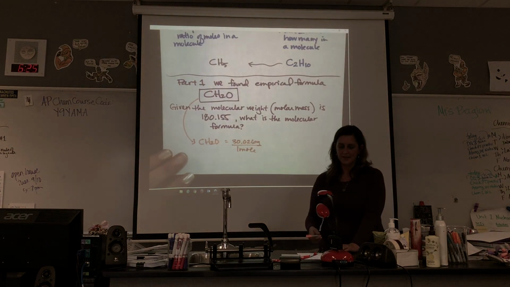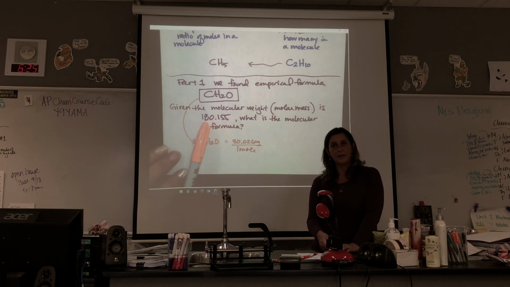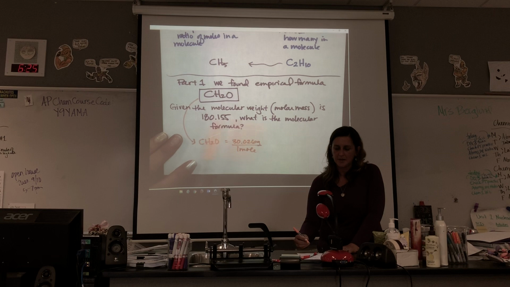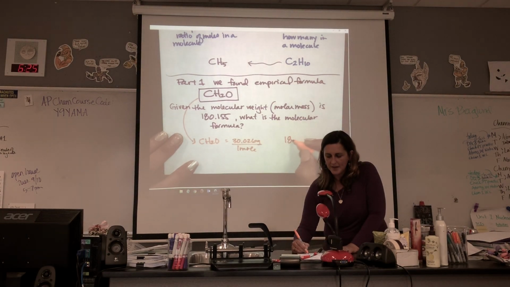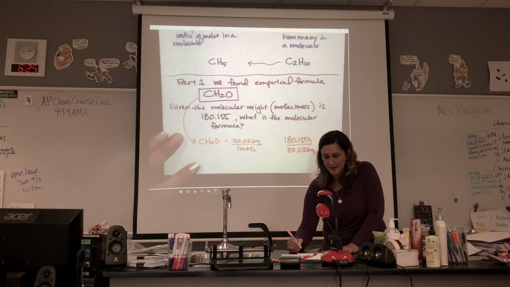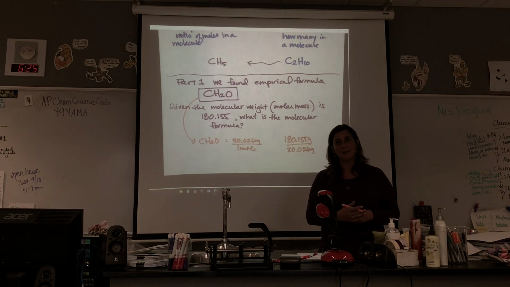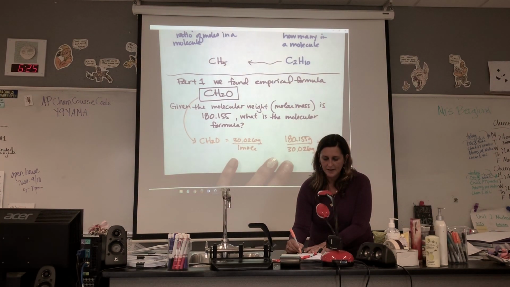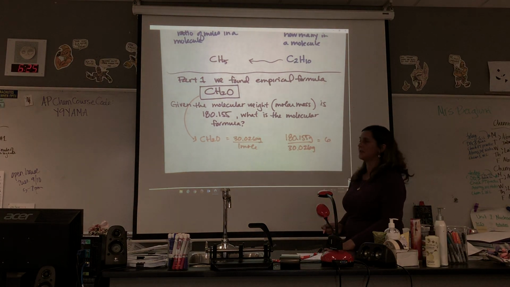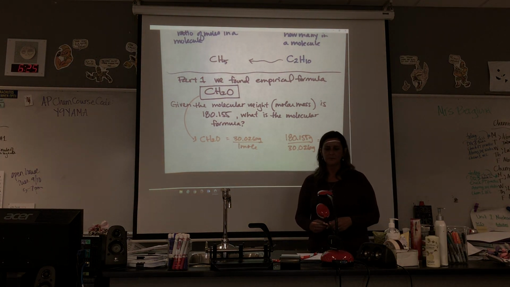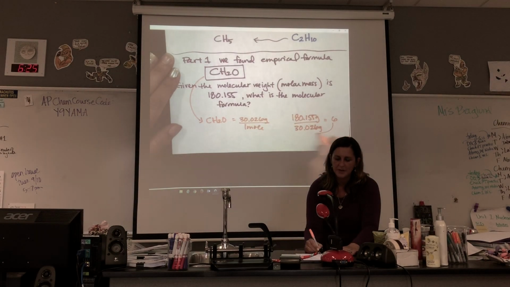What we need to know is by how many times bigger the molecule is than the empirical formula. So we're going to take the molecular weight of 180.155 grams and divide by the empirical formula's molar mass, just to see by how many times greater the molecule is than the empirical formula. You would round to your nearest whole number, and in this case it's going to be 6. So this is our multiplier.